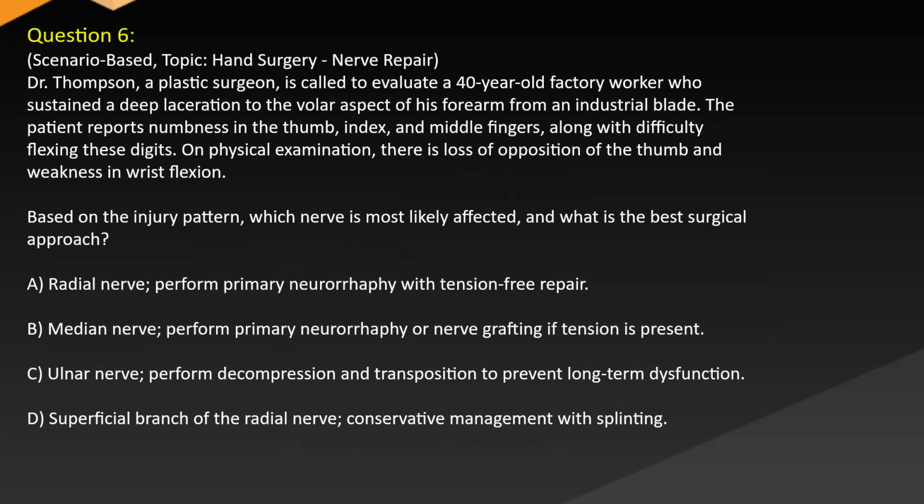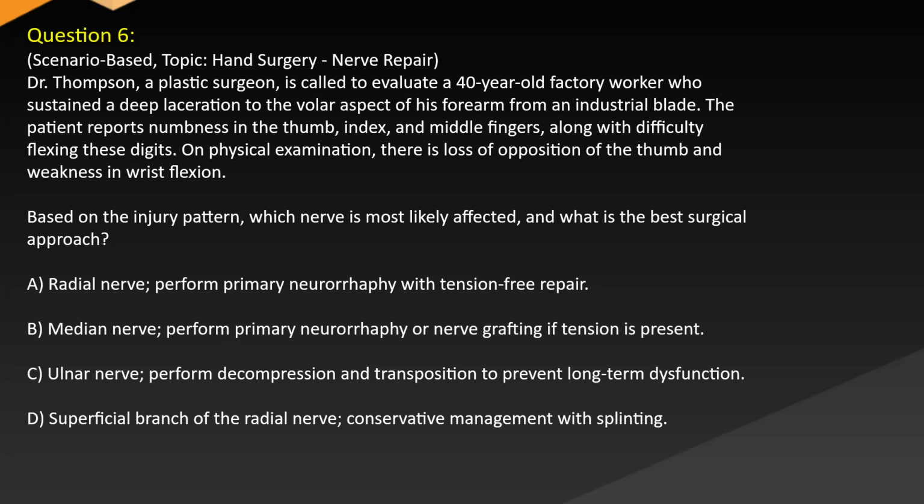Question 6. Scenario-based. Topic: hand surgery, nerve repair. Dr. Thompson, the plastic surgeon, is called to evaluate a 40-year-old factory worker who sustained a deep laceration to the volar aspect of his forearm from an industrial blade. The patient reports numbness in the thumb, index, and middle fingers, along with difficulty flexing these digits. On physical examination, there is loss of opposition of the thumb and weakness in wrist flexion. Based on the injury pattern, which nerve is most likely affected and what is the best surgical approach?